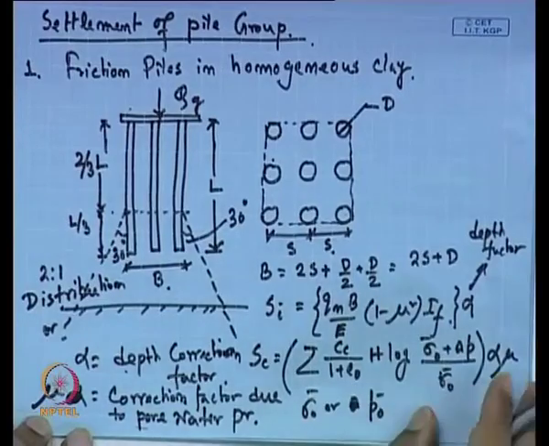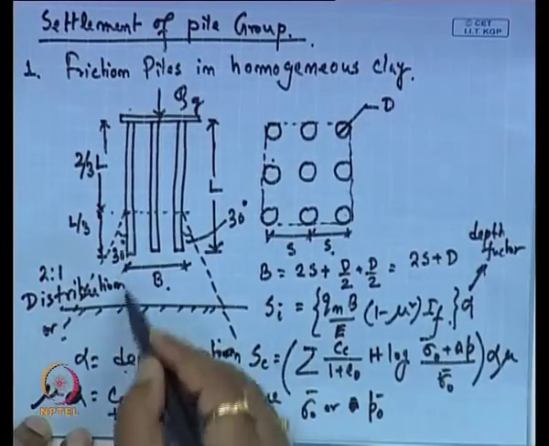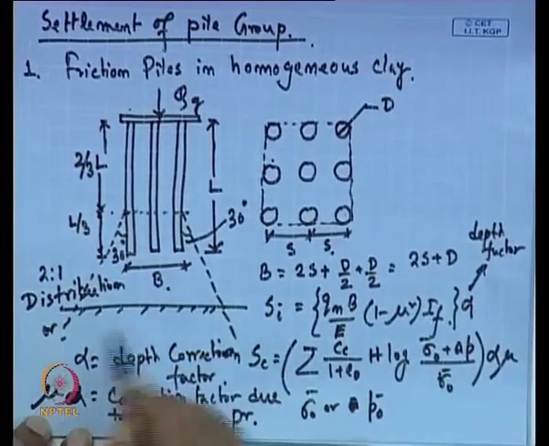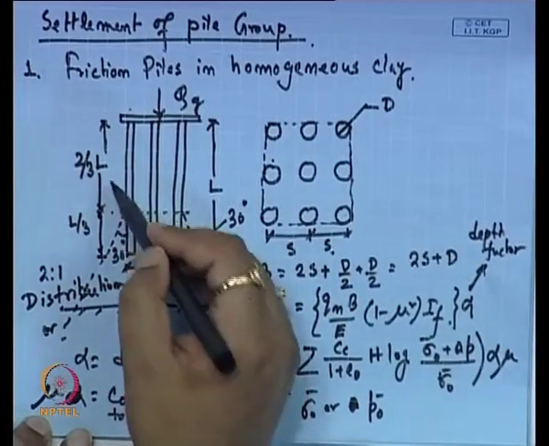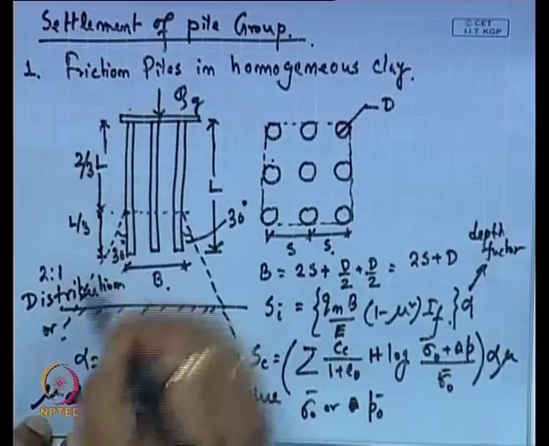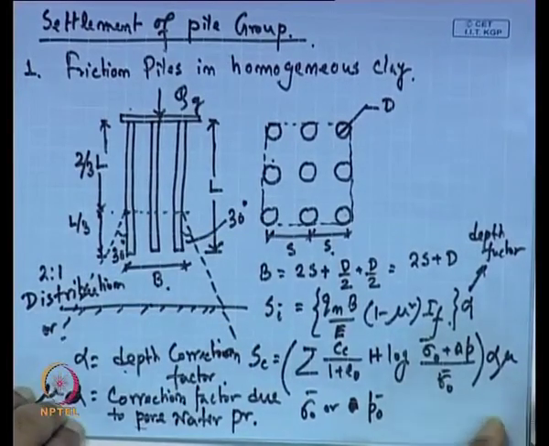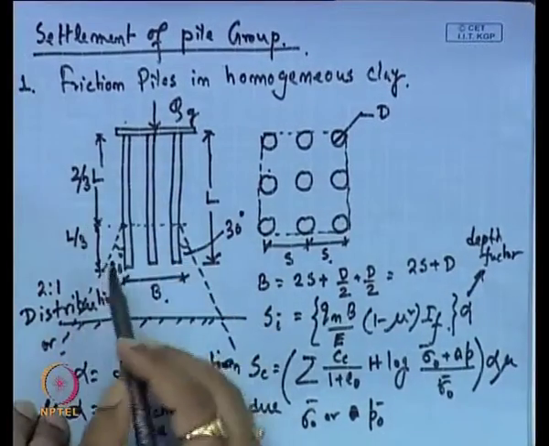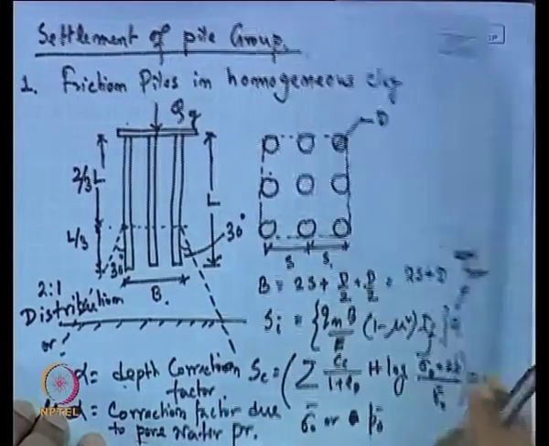Now, if there is any hard stratum within any layer, in that case we have to go up to that hard stratum, not up to twice B, because within that the soil will settle, but the hard stratum will not be affected. So, we have to go from the 2/3 L from the top of the pile up to that hard stratum, and that will be the influence zone, same as the raft foundation settlement calculation. Now, this is for the first case, if the friction pile is in homogeneous clay. Now, the second case we will go for next.